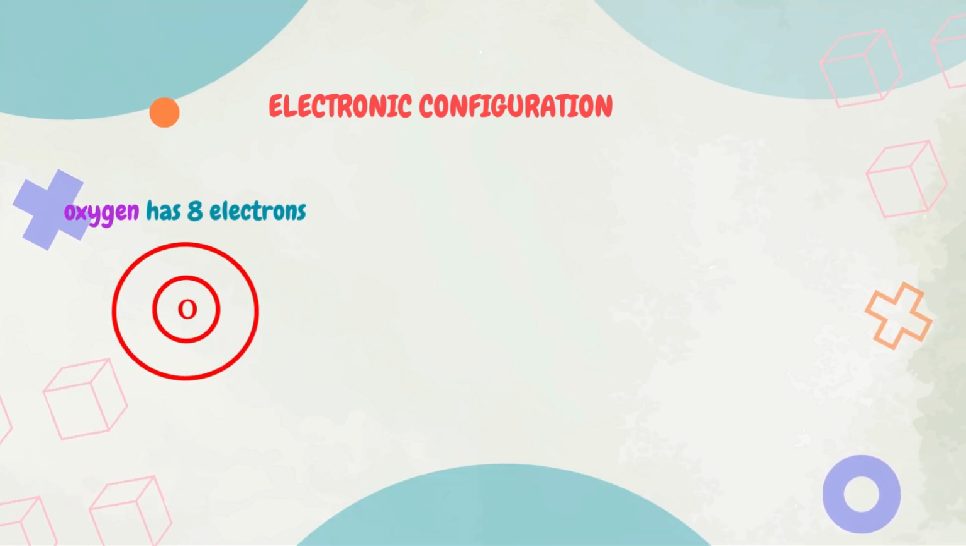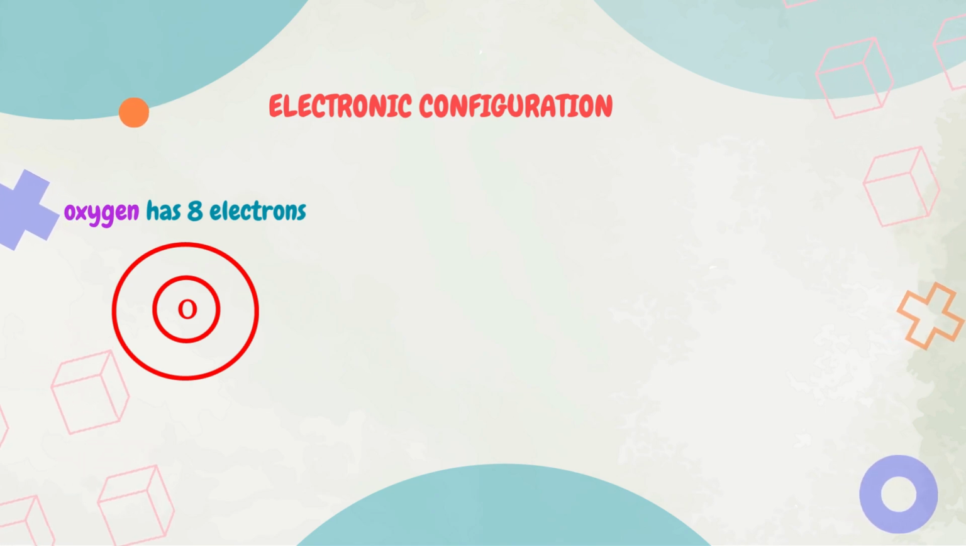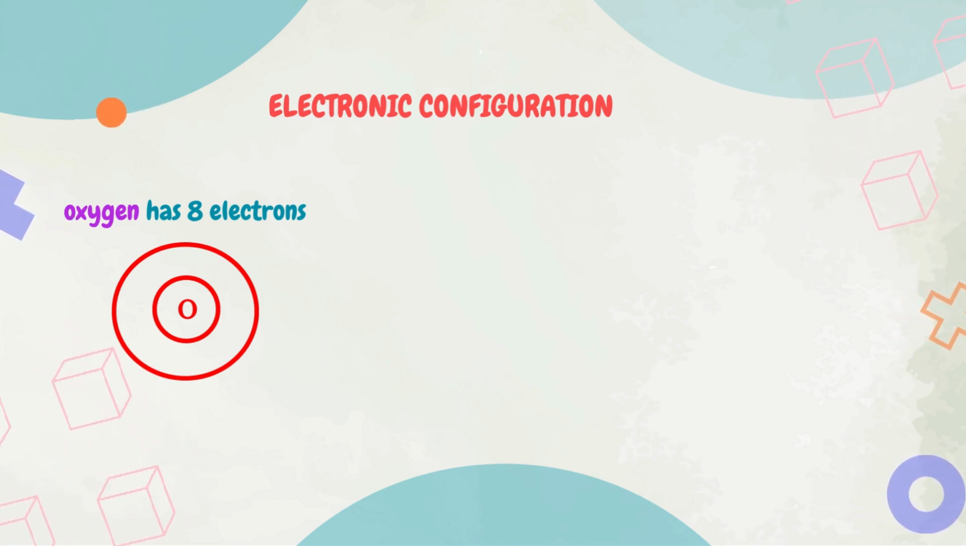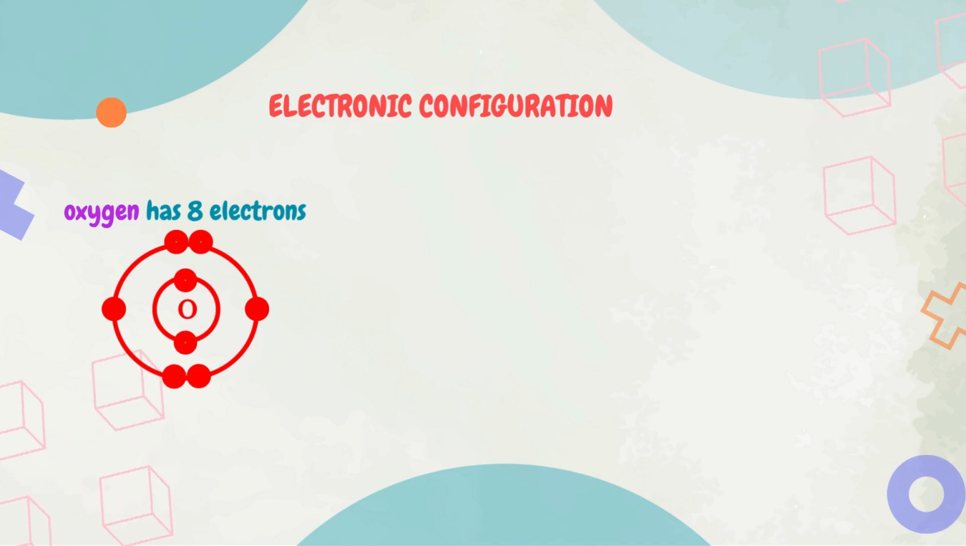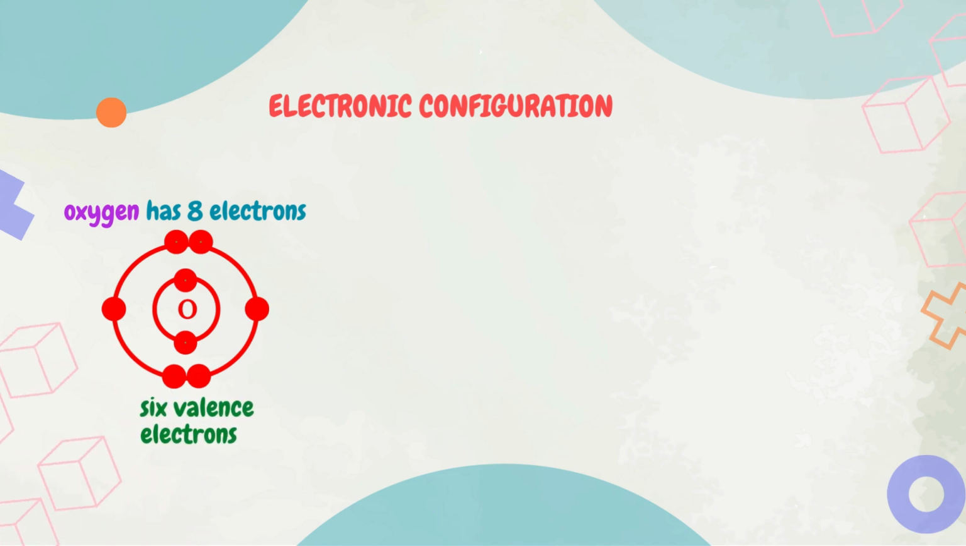Oxygen has 8 electrons. These electrons are distributed in the shells. The first shell can contain up to a maximum of 2 electrons. So the first shell takes up 2 electrons. Then the remaining 6 electrons are found in the second shell. Oxygen has 6 valence electrons.